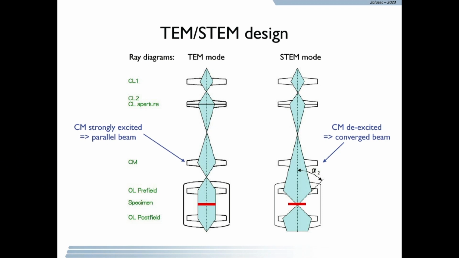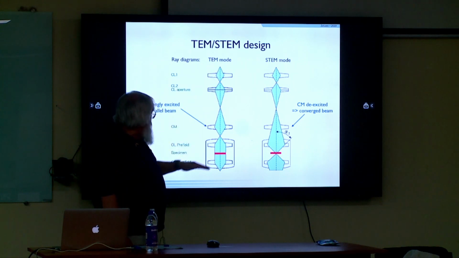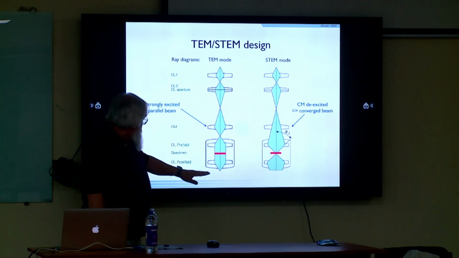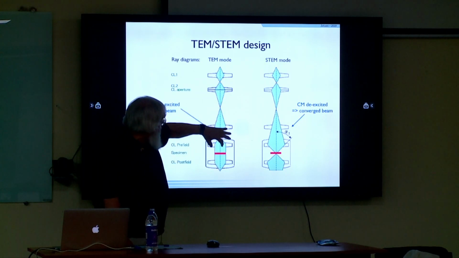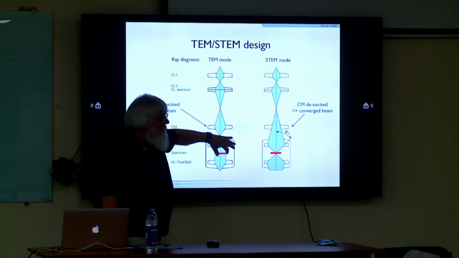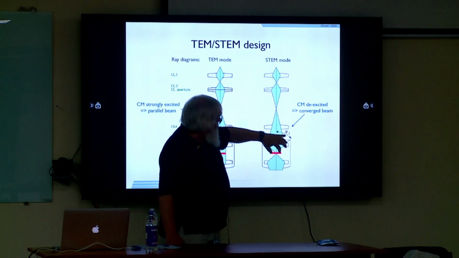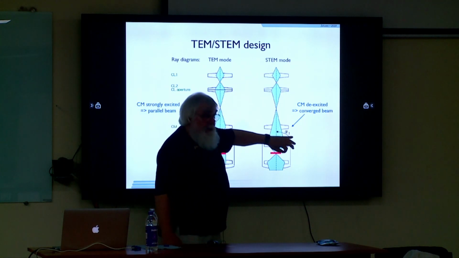What's the difference between a TEM and a STEM? Not a lot. We both have a probe, and we have lenses that focus the probe onto a sample, right here. The big difference is that in TEM the beam hitting the sample is mainly parallel, while the beam hitting the sample in STEM is focused.